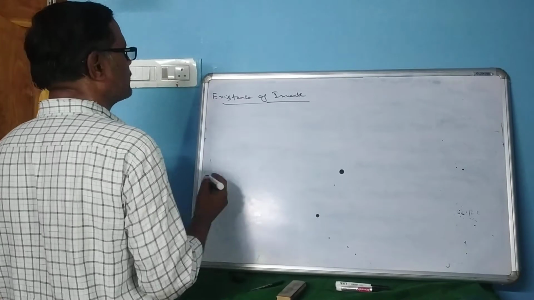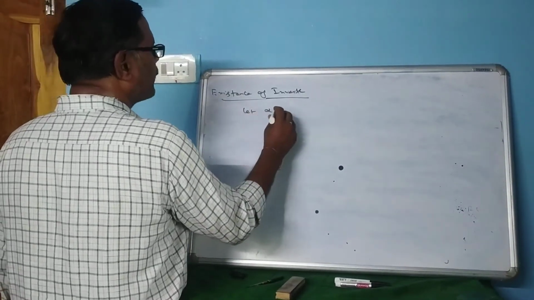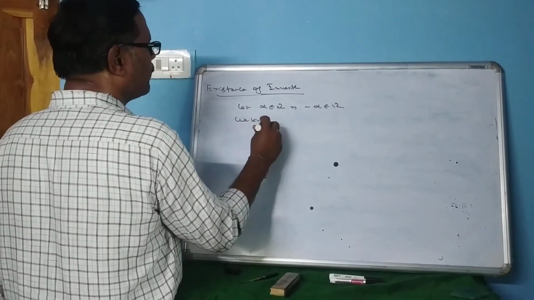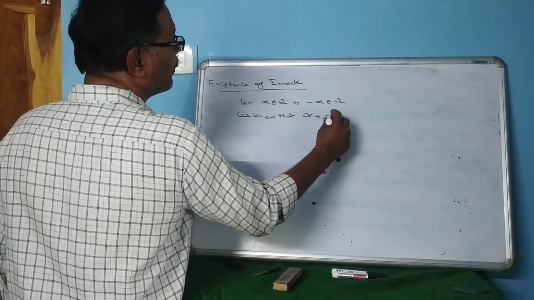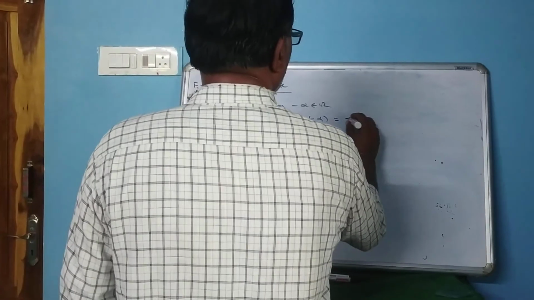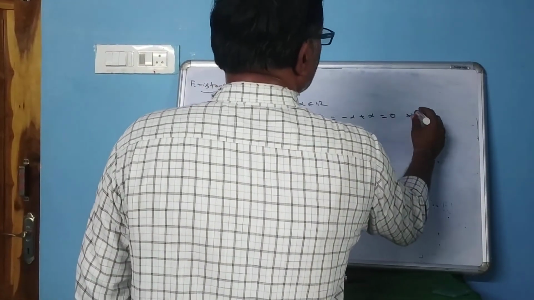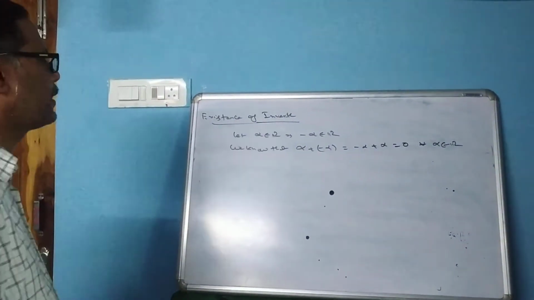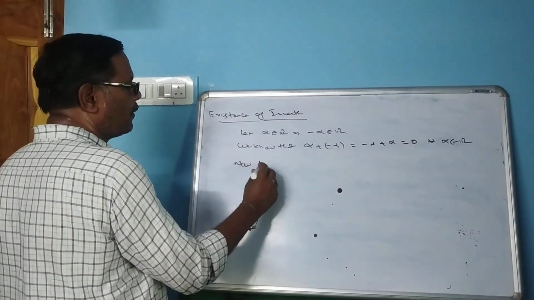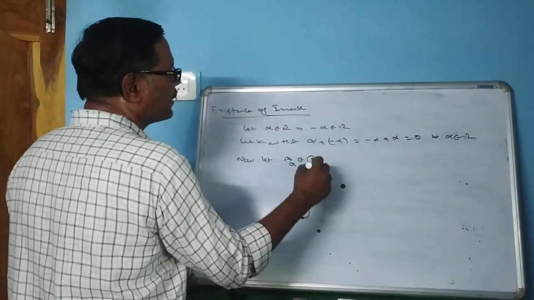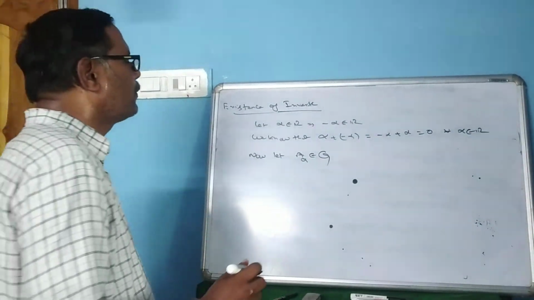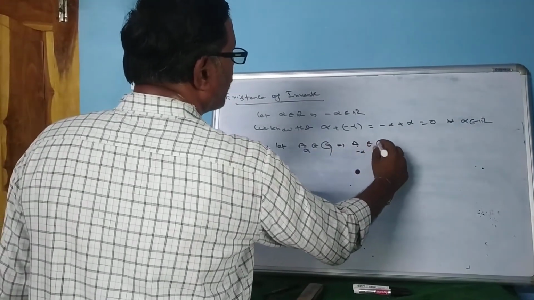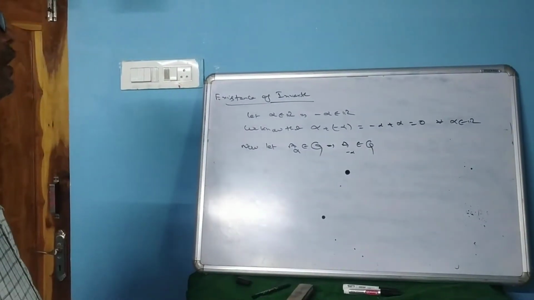Existence of inverse. So let alpha belongs to R implies minus alpha belongs to R. We know that alpha plus minus alpha is equal to minus alpha plus alpha is equal to 0 for all alpha belongs to R. Now let A alpha belongs to G. Now this implies A of minus alpha also belongs to G.